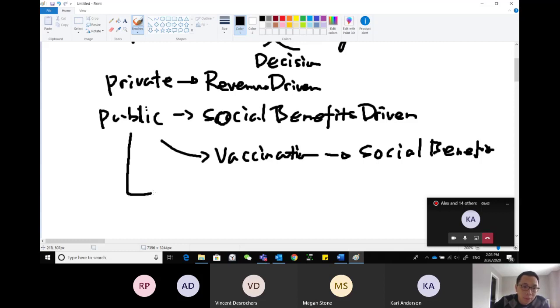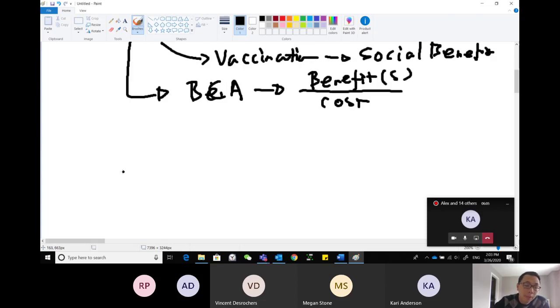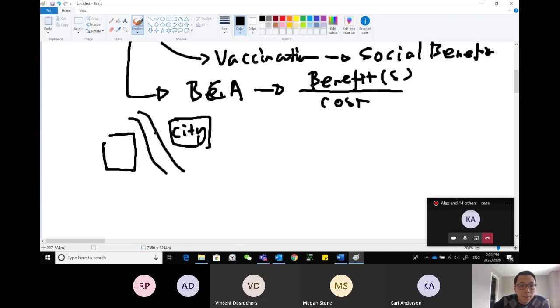For those kinds of public sector project evaluations, the method we use is called benefit cost analysis. Essentially, it's a very simple concept: the benefits of those projects, the social benefits, divided by the cost of the projects. In the videos, I cover one example about a park that was separated from the city by a river, and the city was trying to build a bridge over the river to connect the city and the park.